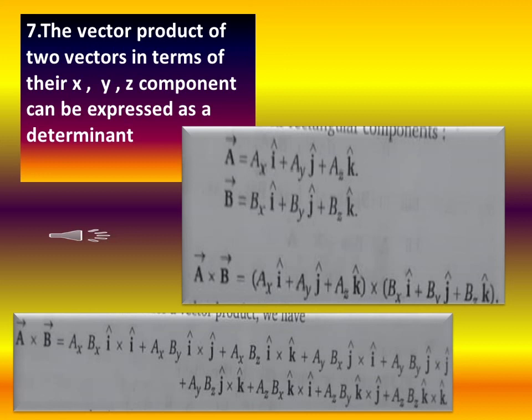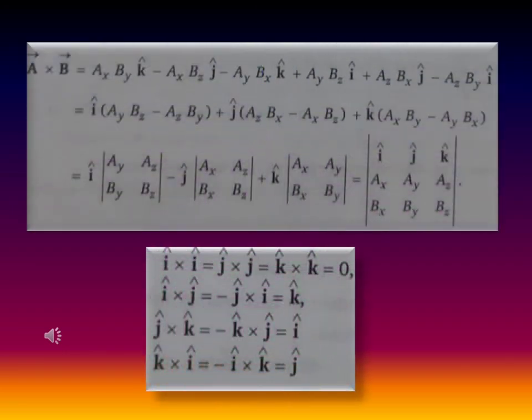So by applying all these, finally we will get i into ay bz minus az by, plus j into az bx minus ax bz, plus vector k into ax by minus ay bx. This is a determinant form. That is the determinant of i, j, k; ax, ay, az; bx, by, bz. We will get the same result.